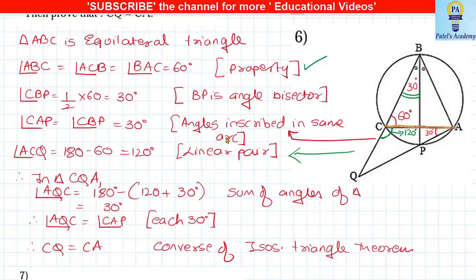I'm talking about triangle CQA. I'm showing it with a brown color, you can see over here. Yes, triangle CQA. Now in triangle CQA, we already have two angles, that is angle A is 30, angle C is 30. So what will be angle Q? Angle Q is also going to be 30 by sum of angles of a triangle. So I got this angle as 30.